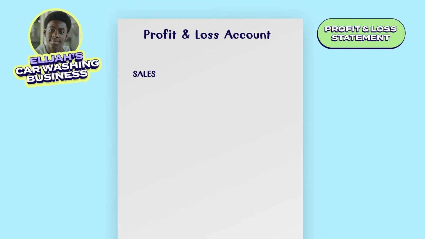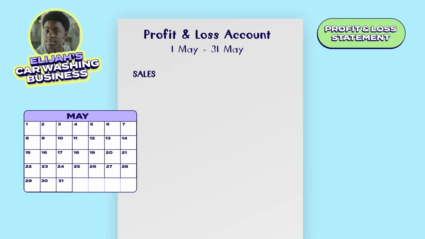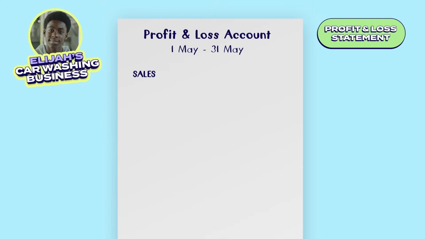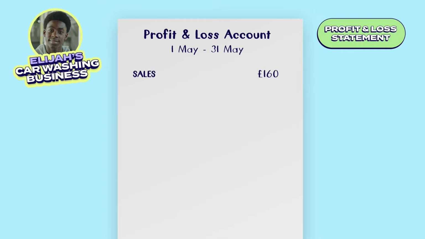He's looking at his profit and loss account for a 1 month period only. That's from the 1st of May until the 31st of May. And he wants to see just how profitable his business was in that period alone. In May, Elijah washed 20 cars and was paid £8 to wash each one. He calculates that his total revenue is therefore £160. He inserts this sales number at the very top of his profit and loss account.